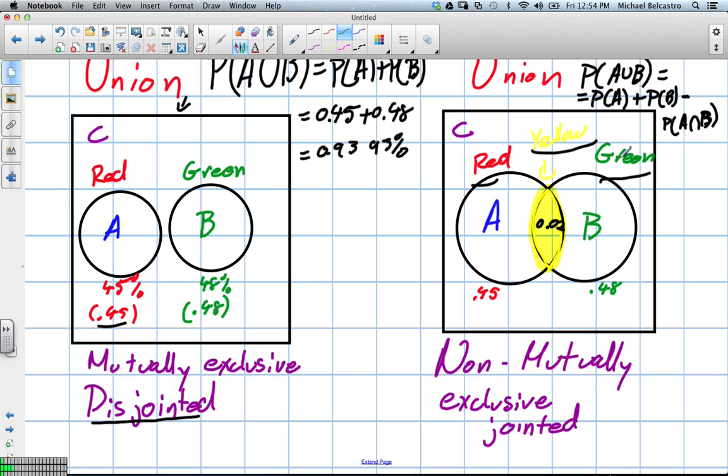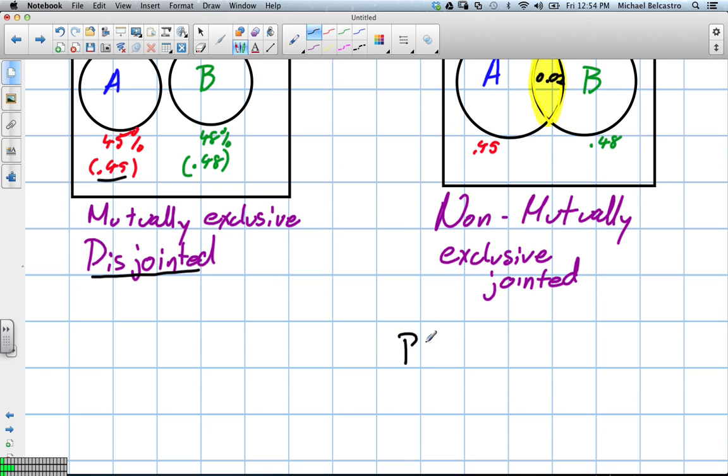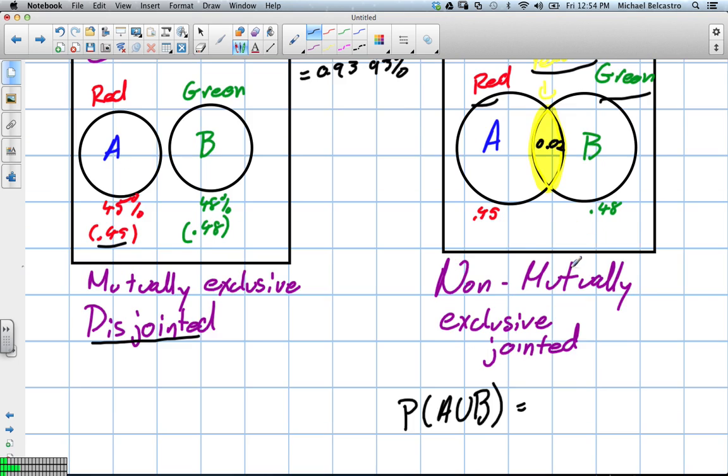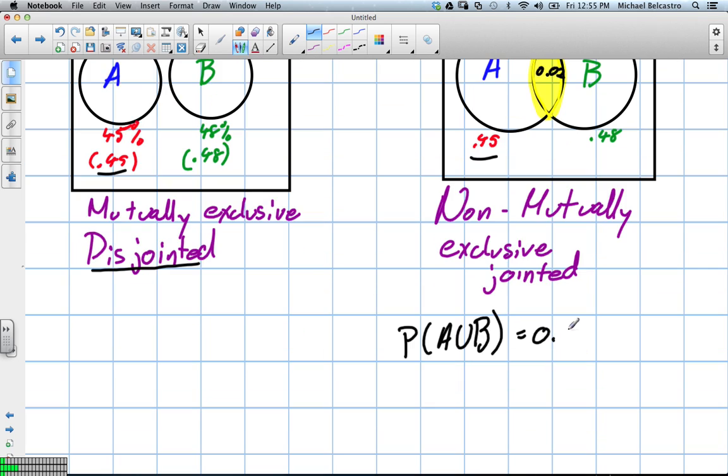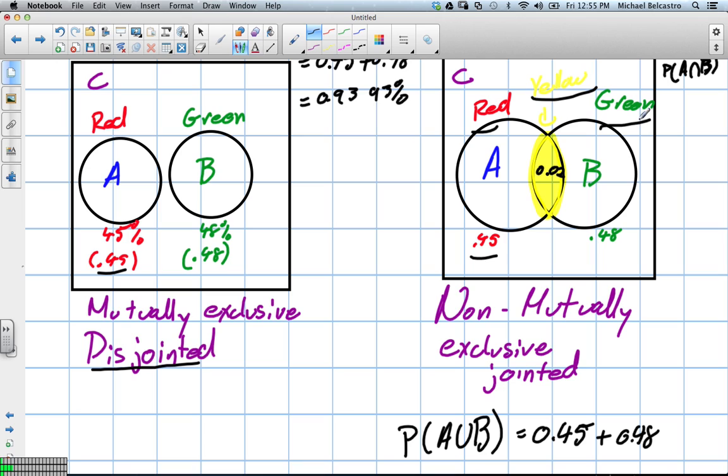Okay, well, in order to calculate the union of the two events, we have to use this formula here because this is non-mutually exclusive. This is where the events occur with each other. So in order to calculate this, scroll down just a little. The probability of the union of the two events is equal to the probability of A, which is our 0.45, plus the probability of 0.48, but because they want it red or green, they don't want yellow lights, we have to subtract the union of the two.